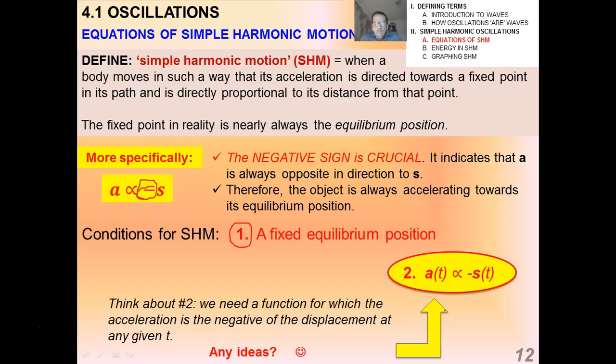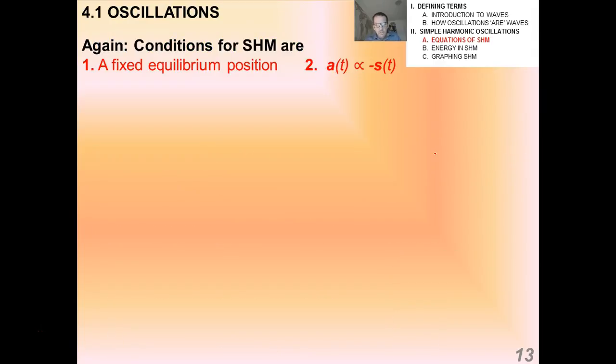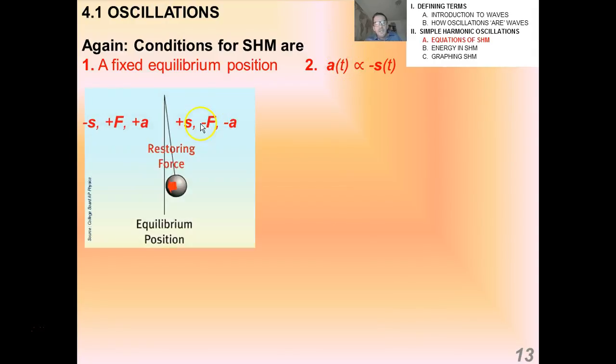To sort of jog your memory, the velocity is the first derivative of the displacement. The acceleration is the derivative of the velocity, or the second derivative of the displacement. So in other words, what we need is a function a of t which is the negative second derivative of a displacement function. Think about that for a while, and I will tell you later what exactly that function is. I'll give you a hint though. You know that waves and oscillations can be modeled as sinusoidal functions, so it's probably one of those kinds of functions. Okay, so again, conditions: fixed equilibrium and a of t proportional to negative s of t, okay?